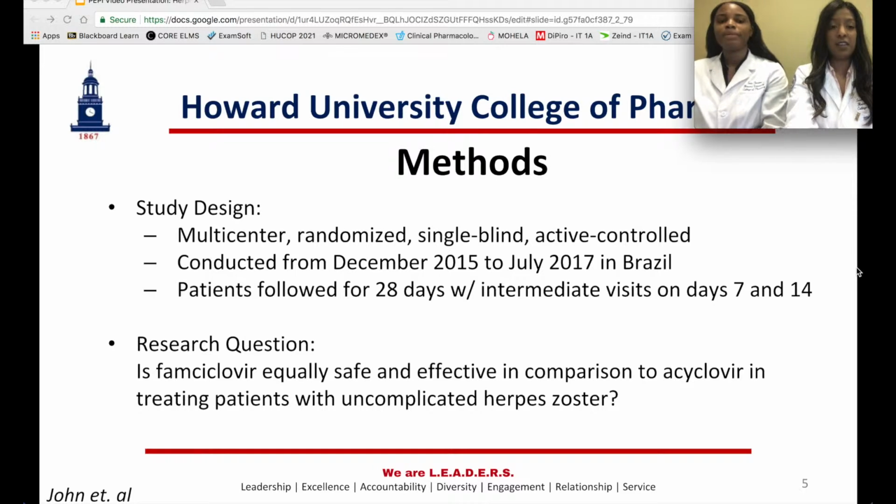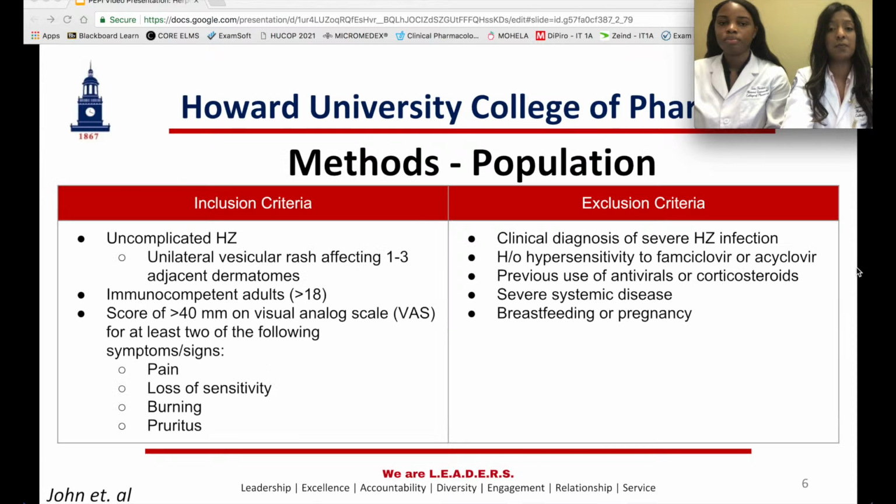So let's get into the methods. The study design was a multi-center, randomized, single-blinded, active controlled study. It was conducted from December 2015 to July 2017 in Brazil. It followed patients for 28 days with intermediate visits on days 7 and 14. So the overall research question of this study is: is famciclovir equally safe and effective in comparison to acyclovir in treating patients with uncomplicated herpes zoster?